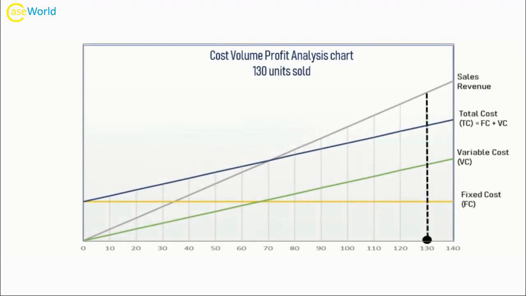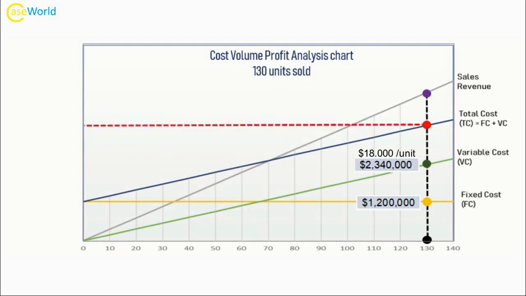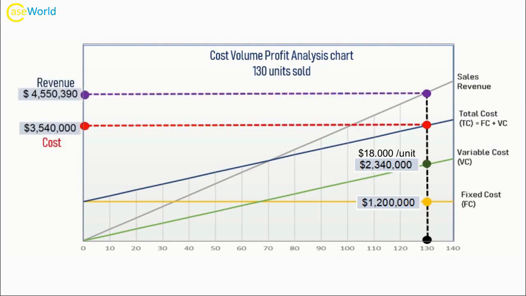When 130 units of products are sold, and the fixed cost of your company can be maintained at $1.2 million per year, and the variable cost is also well maintained at $18,000 per unit, the total cost is $3.54 million. On the other hand, the sales revenue is $4.55 million, so the profit of the company is $1.01 million. By using the same way, we can evaluate the impact of each sales performance and also the impact of the cost within your company on the profitability of the company.